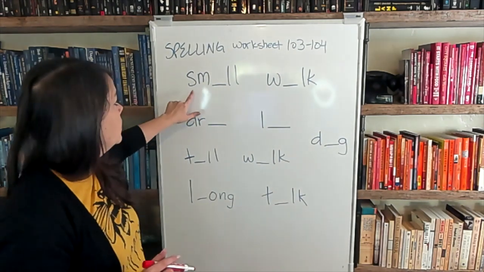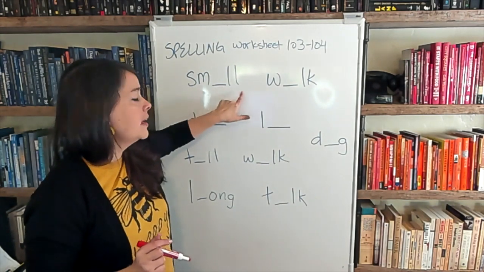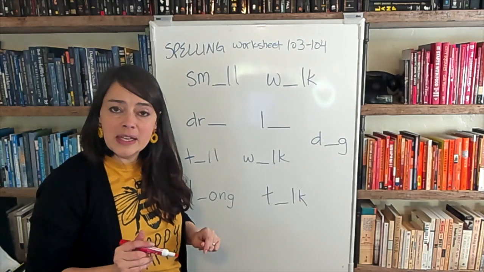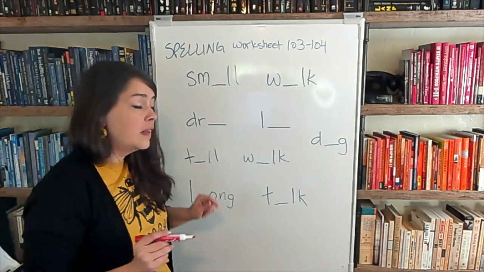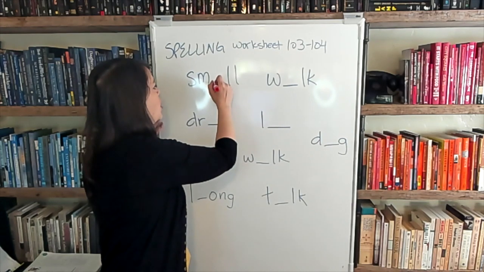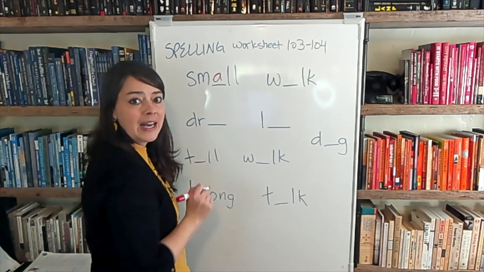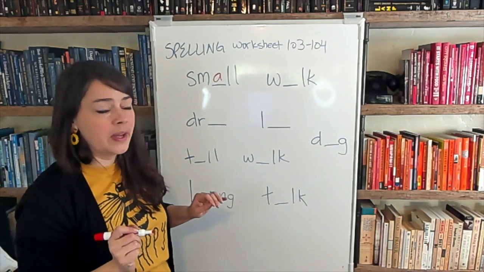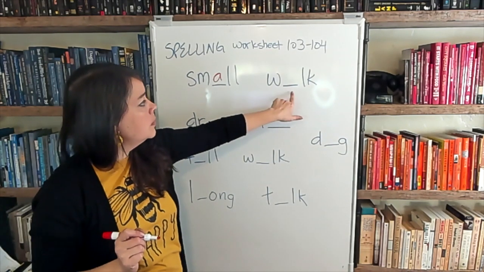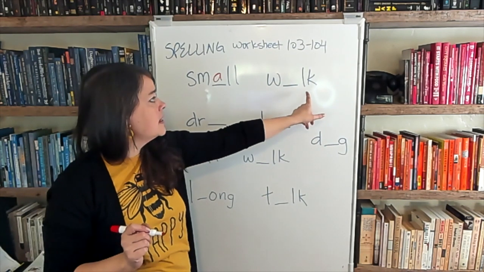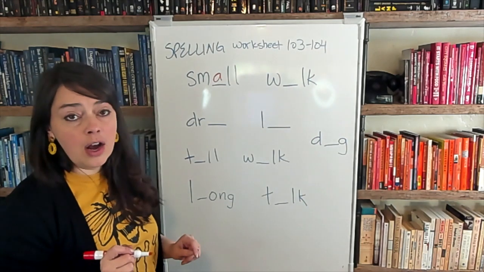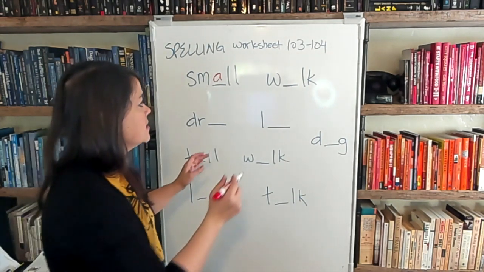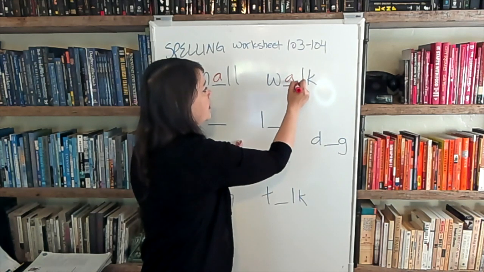Okay, the first one, we see SM and then a blank and an LL. Which spelling word is this? This is the spelling word small. So we're going to put an A. That A makes an ah sound in this one. How about W and then a space, LK? This is in our spelling list. That's walk.